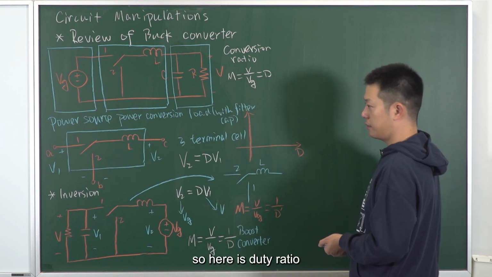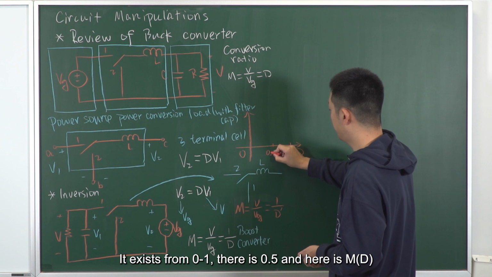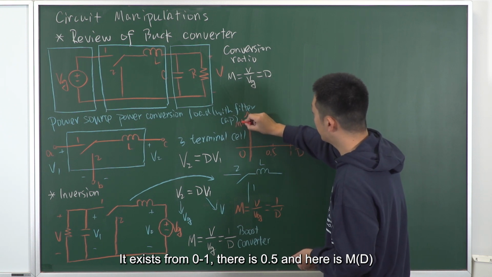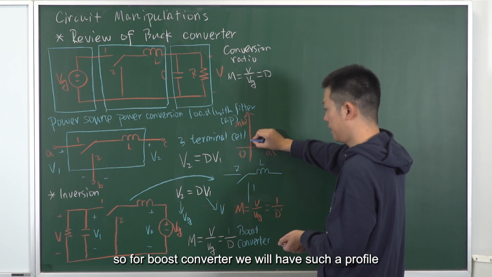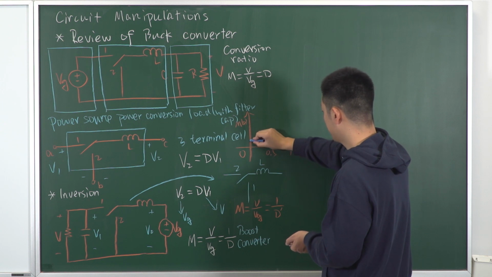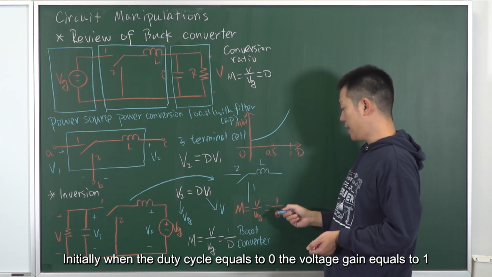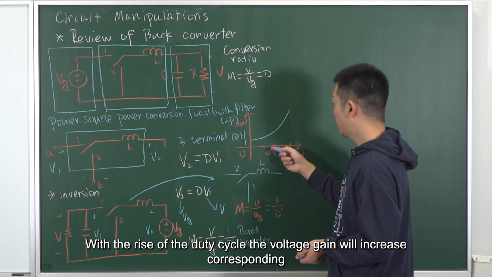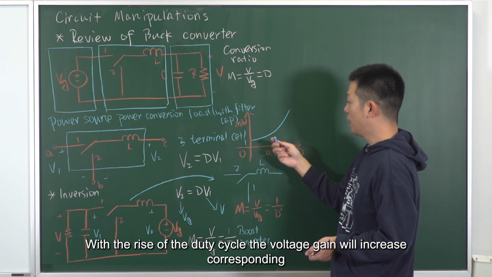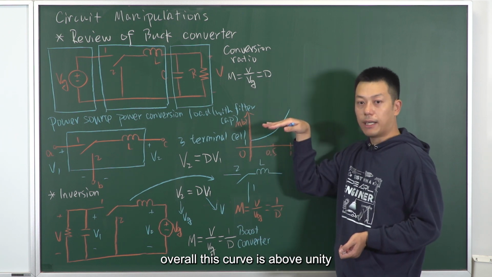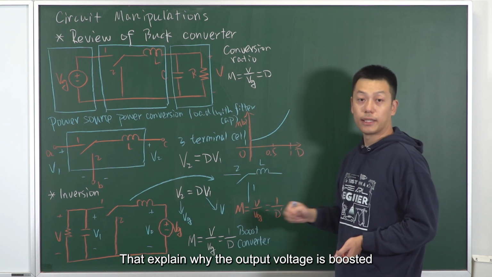So here is duty ratio. It exists from 0 to 1. Here is 0.5. And here is M(D). So for boost converter, we will have such a profile. Initially, when the duty cycle equals 0, the voltage gain equals 1. With the rise of the duty cycle, the voltage gain will increase correspondingly. Overall, this curve is above unity. That explains why the output voltage is boosted. Okay.